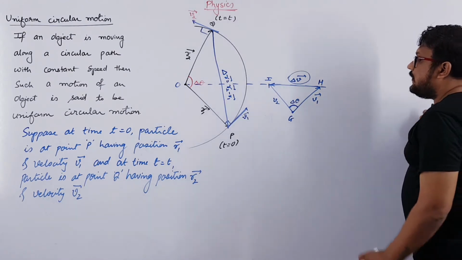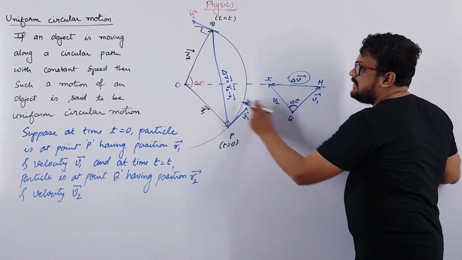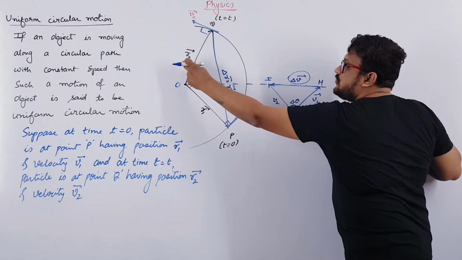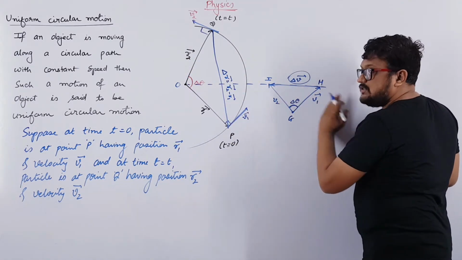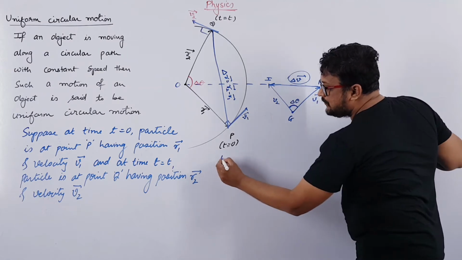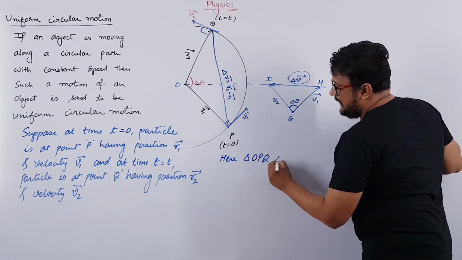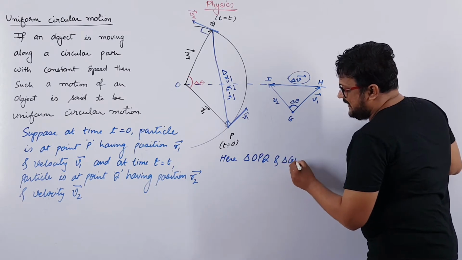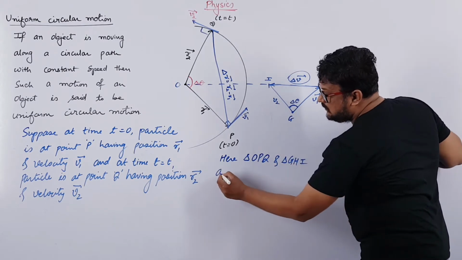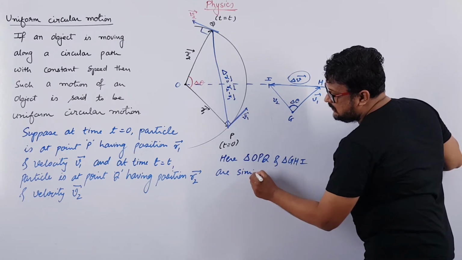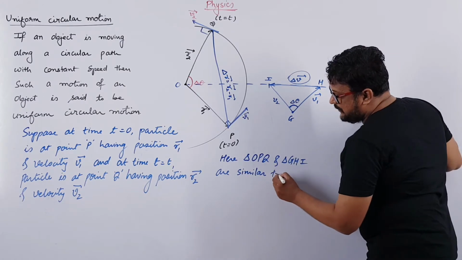Now look, if this angle is delta theta, R1 and R2 are constant, V2 and V1 are constant. So triangle OPQ and triangle GHI are similar triangles.